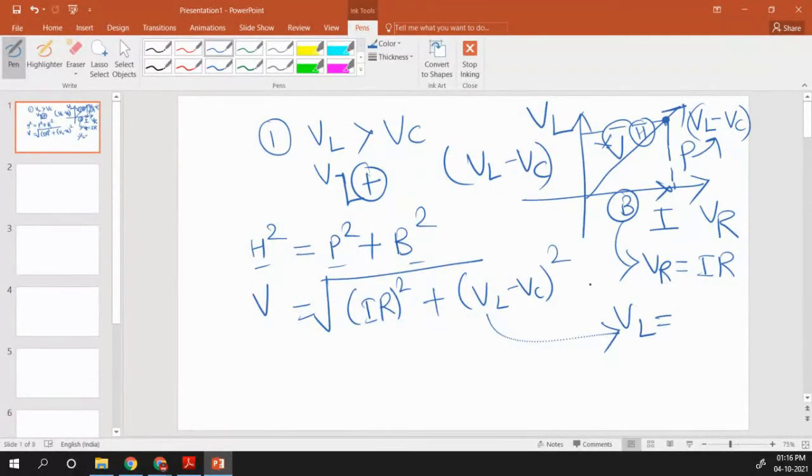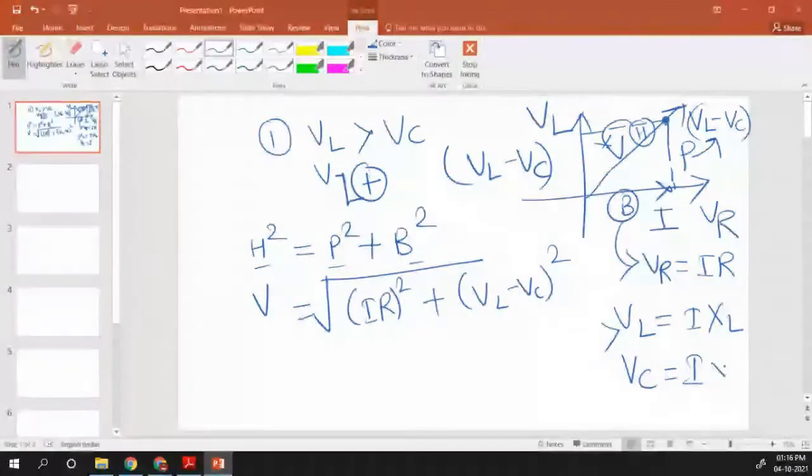So quickly give your response in chat. We have already calculated the potential difference. So what is the potential difference across inductor? Quickly, all of you give your response. I into XL. Yes, you are right. And what is the potential difference across the capacitor? I into XC. Yes, you are right. So we will put these values right here. So you can see right here, VL is equal to I into XL, and VC is equal to I into XC.